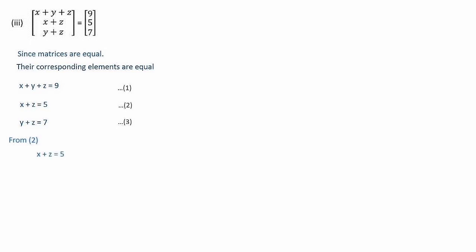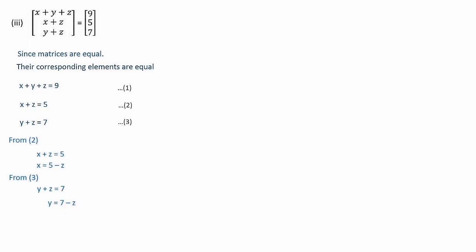From equation number 2, x plus z is equal to 5. From here x we can calculate, that is z when you bring to the right side, it comes as 5 minus z. Then we can go for third equation also, y plus z is equal to 7. From here we can calculate y. So y is equal to 7 minus z. Now when you check, x is there in terms of z, y is there also in terms of z.